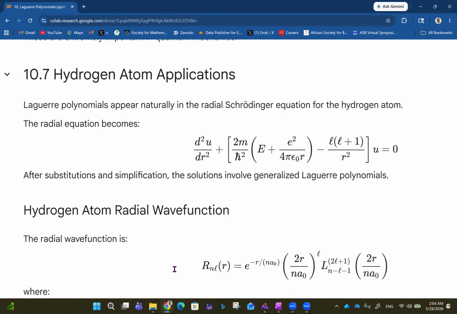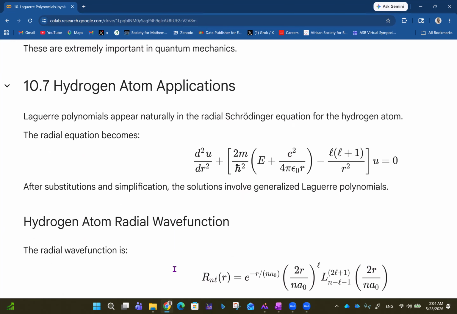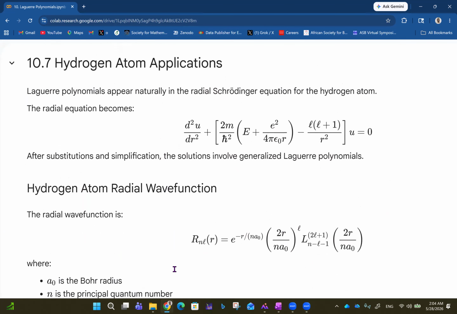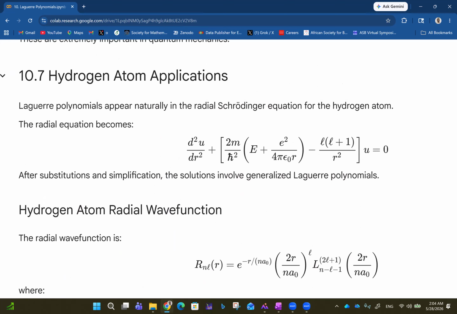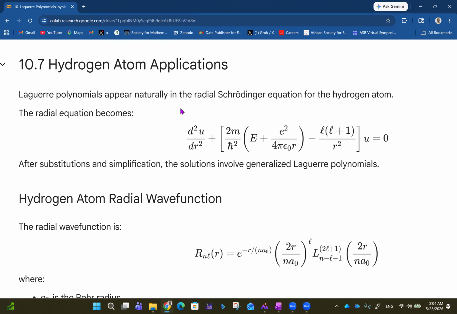So we go on to hydrogen atom applications. Laguerre polynomials appear naturally in the radial Schrodinger equation for the hydrogen atom. The radial equation becomes d squared u over dr squared plus 2m over h bar squared times (E plus e squared over 4 pi epsilon naught r minus l(l plus 1) over r squared), all multiplied by u, equals 0. After substitution and simplification, the solutions involve generalized Laguerre polynomials.